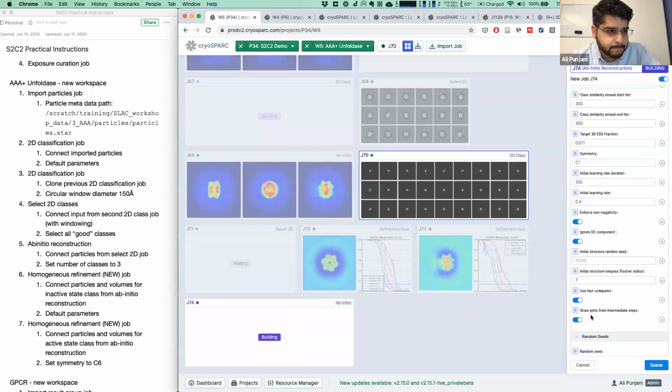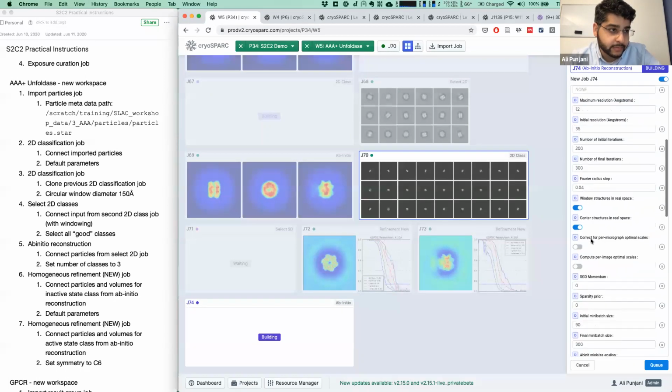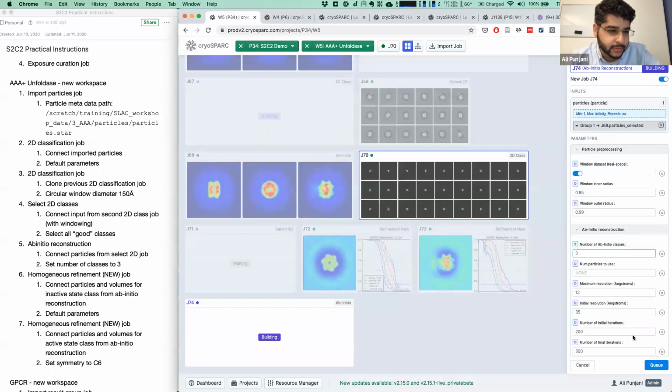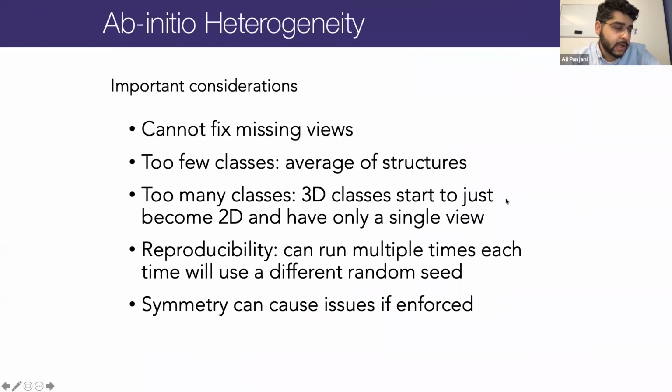Yeah, that's the rest of the parameters. They're very advanced parameters or things that really shouldn't be changed. So I won't explain any others, but there are a few more points that I want to cover in terms of what ab initio reconstruction does and how to interpret or think about its results.